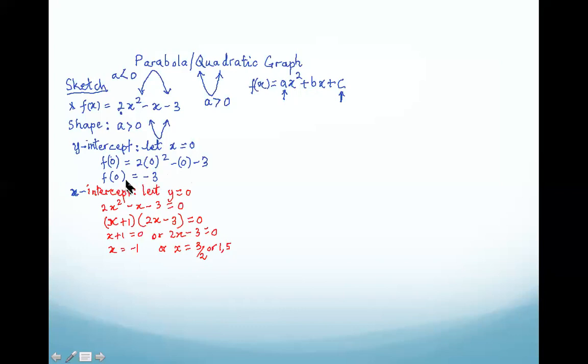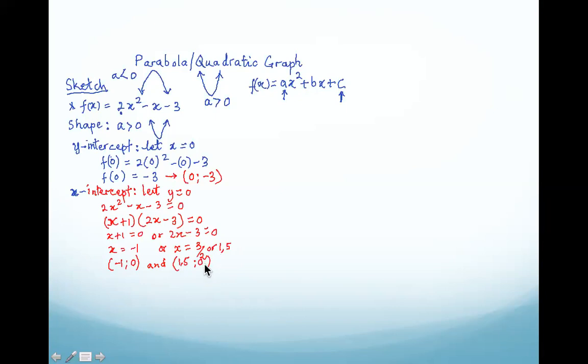But remember, look at this, this is the y-intercept. An intercept is a point, and a point is made up of two coordinates. X is 0, y is -3. So you can put it in point form: x is 0 and y is -3. Then these are two points, and these are the x-intercepts, where y is 0. So -1 is to 0, and the other point will be 1,5 is to 0 for y.